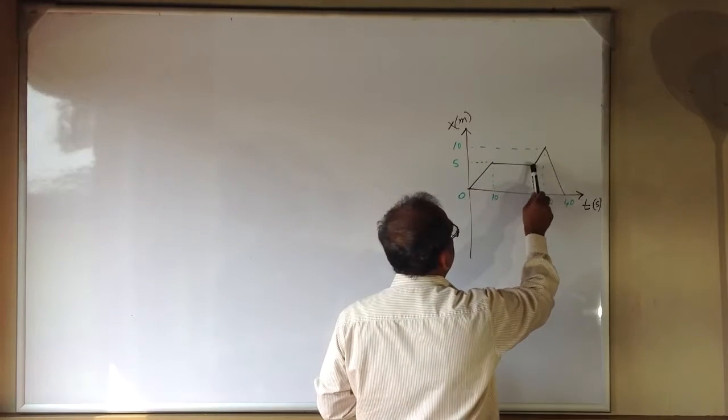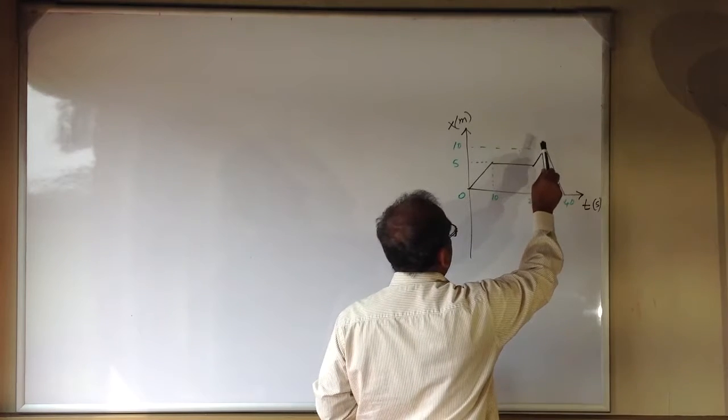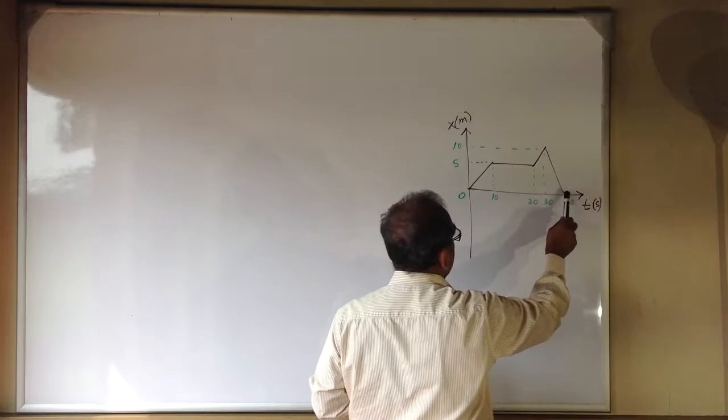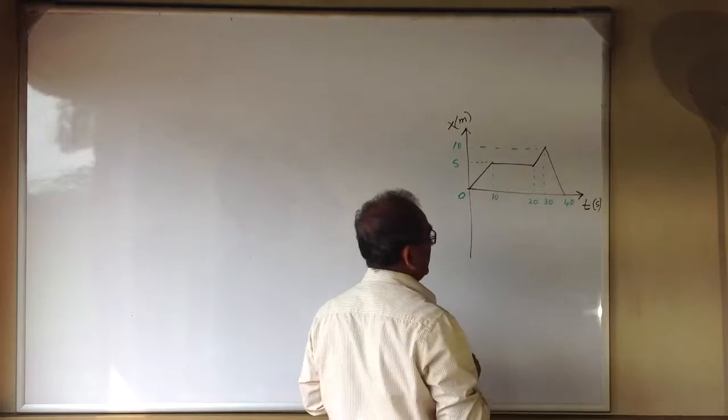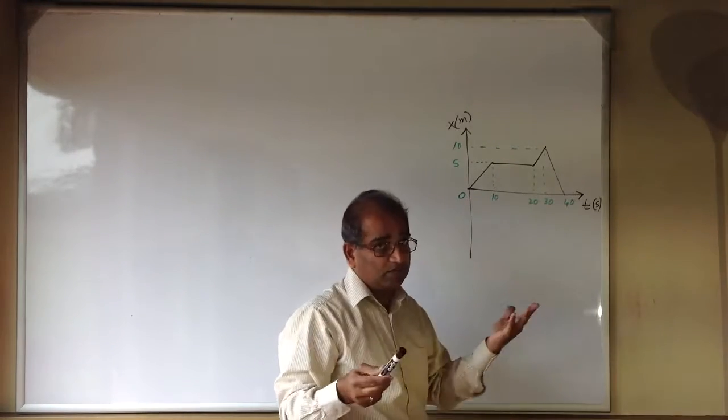And from 20 to 30 there is a displacement again from 5 to 10 meters, and then from 30 it starts coming down, so the displacement becomes 0 again. So where it started it returned back. That's the meaning, 0 to 0.